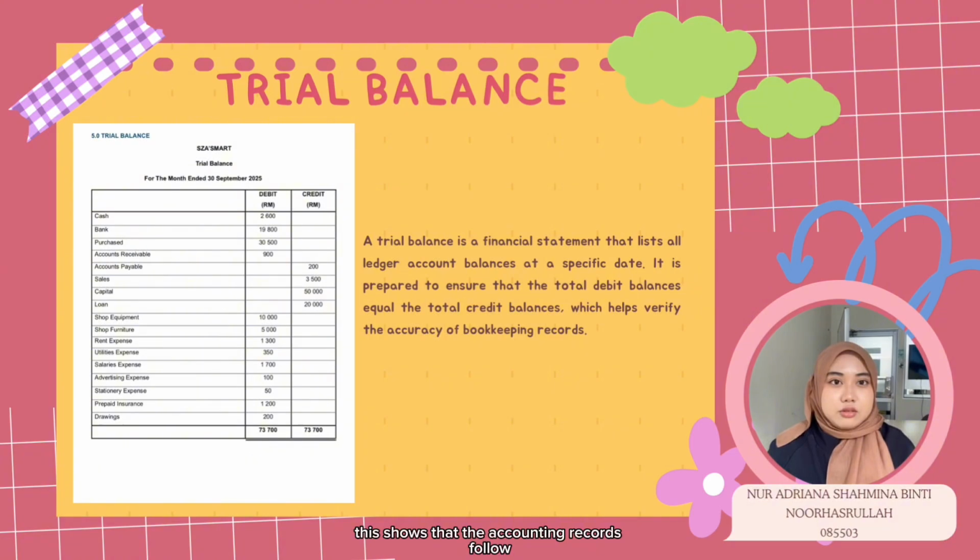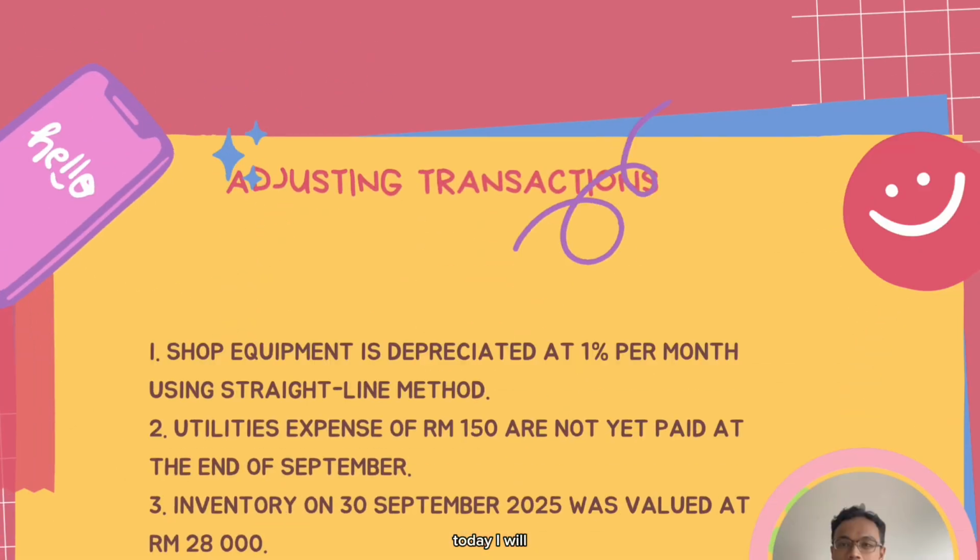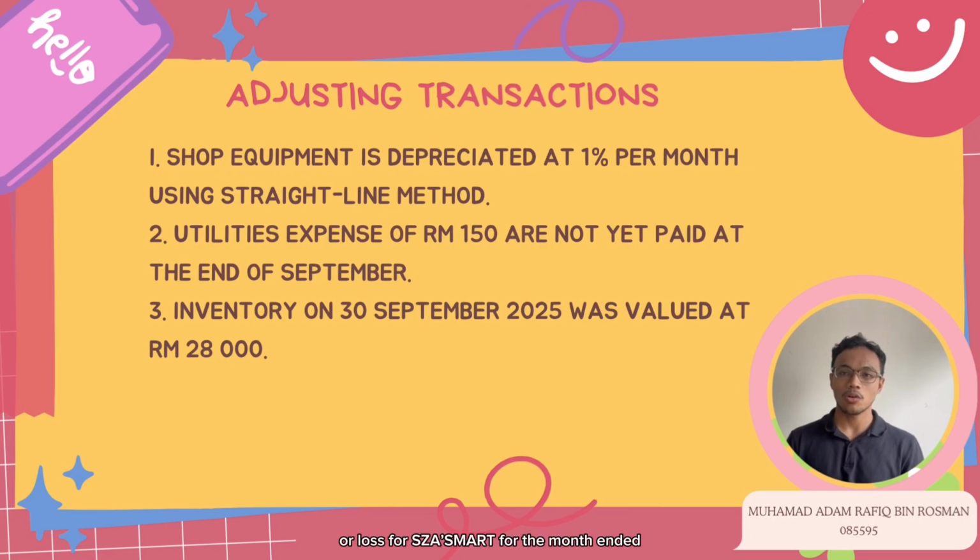This shows that the accounting records follow the double entry accounting system and are mathematically correct. Today I will present the statement of profit or loss for Seza Smart for the month ended 30 September 2025. First, I will explain the additional information and adjustment.